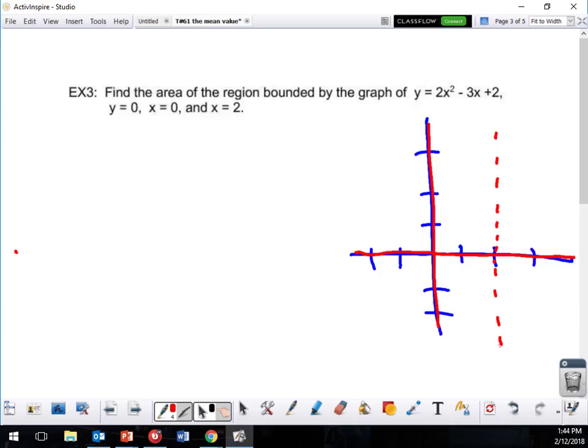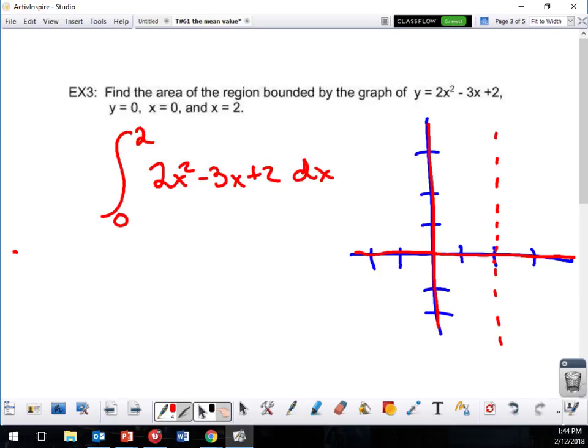Now, if I were to translate that into an integral, my lower bound is 0, and it goes to 2, and my function is going to be 2x squared minus 3x plus 2 dx.